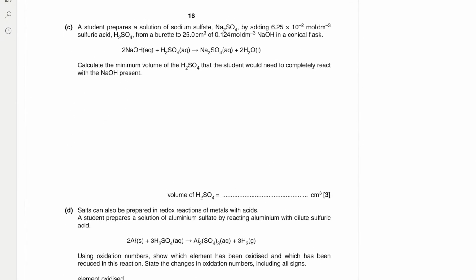Part C, a student prepares a solution of sodium sulfate, Na2SO4, by adding 6.25 times 10 to the minus 2 mole per dm cubed sulfuric acid from a burette to 25 centimeters cubed of 0.124 mole per dm cubed NaOH in a conical flask. So our ratio of NaOH to H2SO4 is 2:1. Calculate the minimum volume of the H2SO4 that the student would need to completely react with the NaOH present.